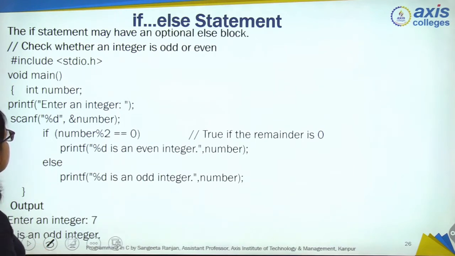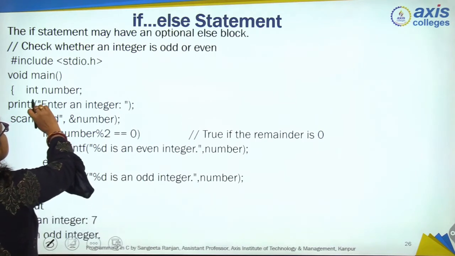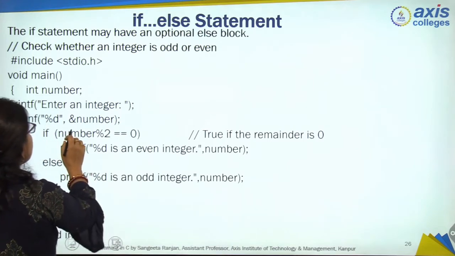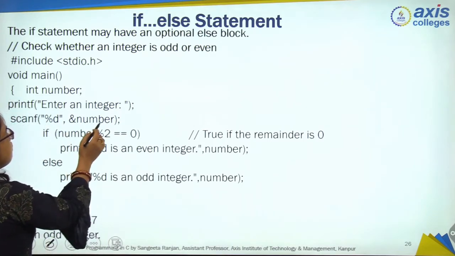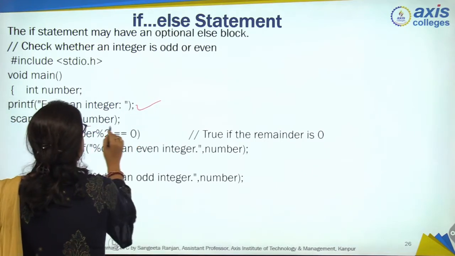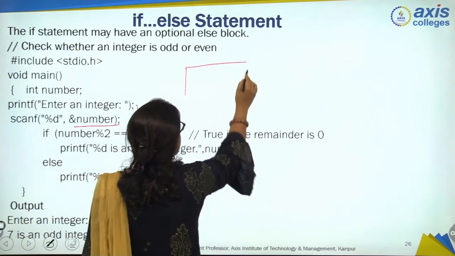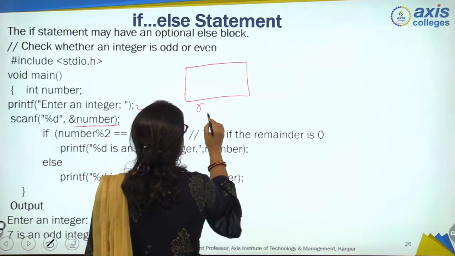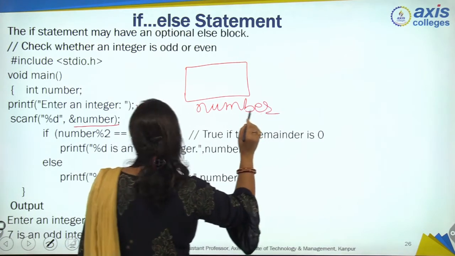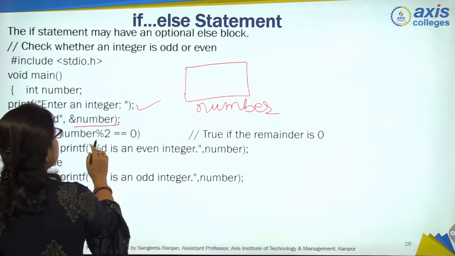So for that, we can understand this program. Here we enter a number, printf "enter an integer number". In this block of memory, number is here, it's a variable. Create a block in the memory, space occupied in the memory.